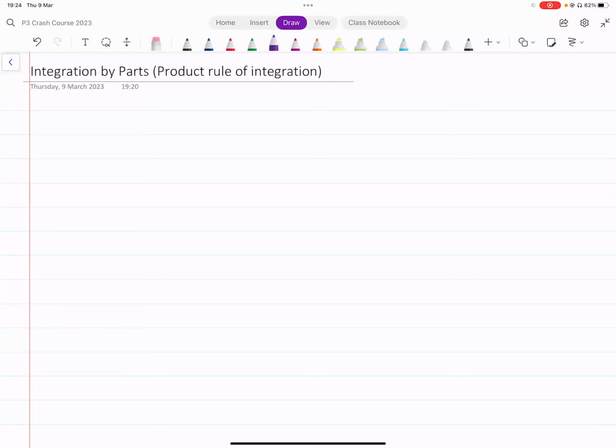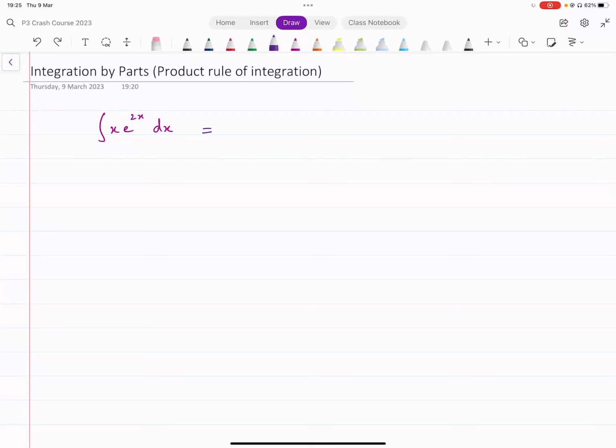So we want to see how to integrate products in this particular part of this topic. Let's say we have something like this. We want to integrate x e raised to power 2x. Now, this is a product, right? We have two expressions being multiplied. Now, how would we integrate this?